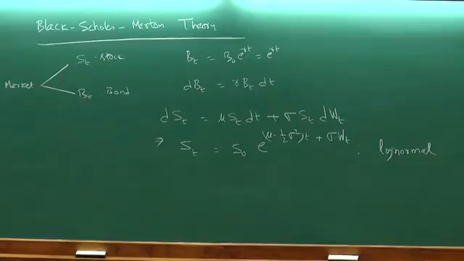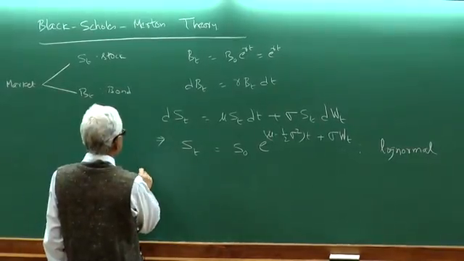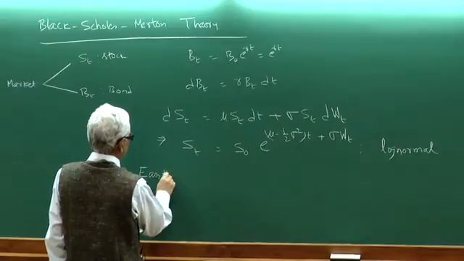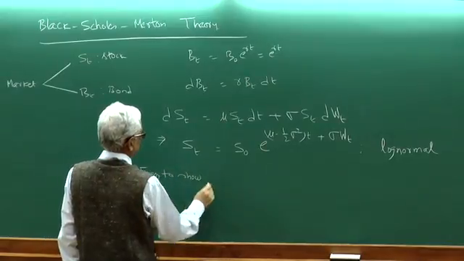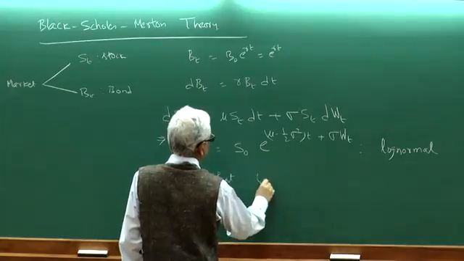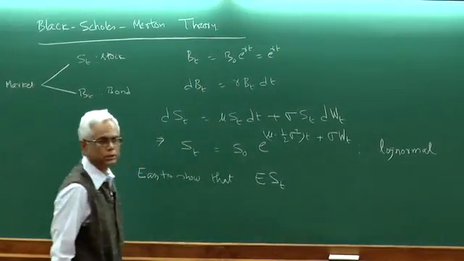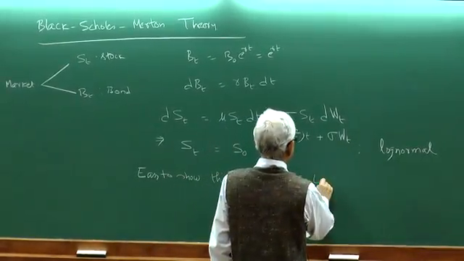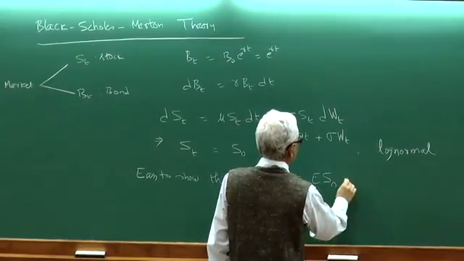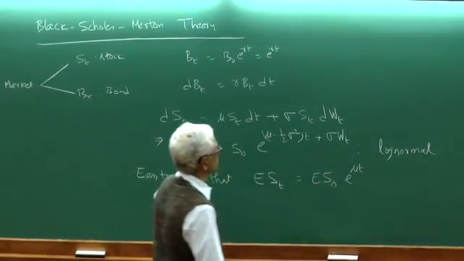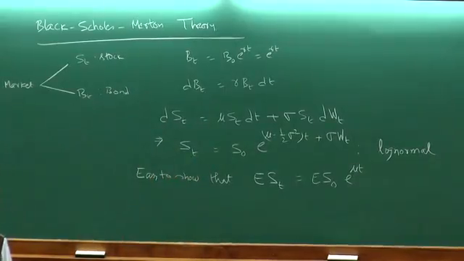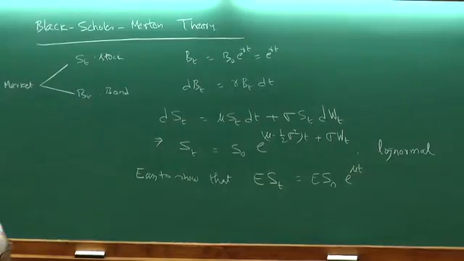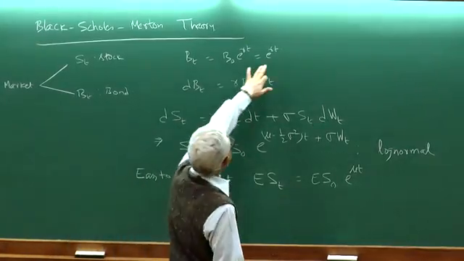In particular, it is easy to show that if you take the expectation of S_t, you can compute it. Expectation of S_t is equal to expectation of S_0 times e to the power mu t. This is very easy to see. Now you compare this with B_t equal to e to the power rt, right?